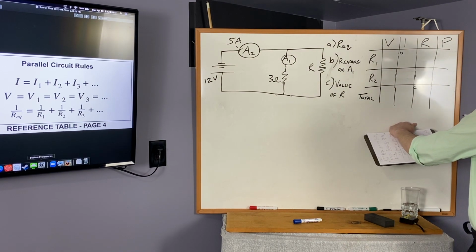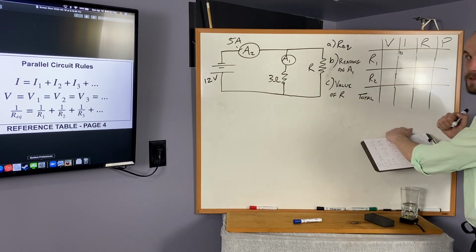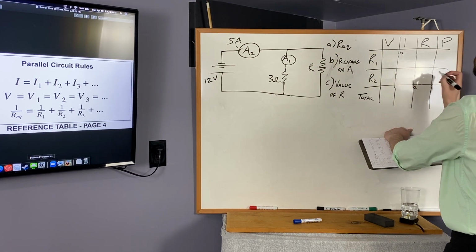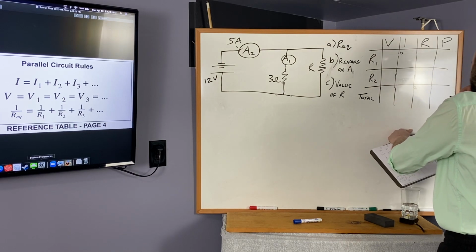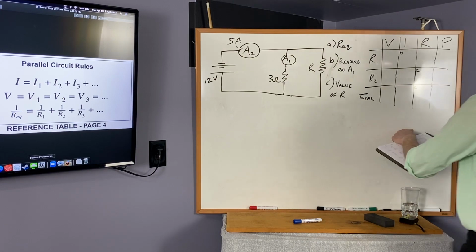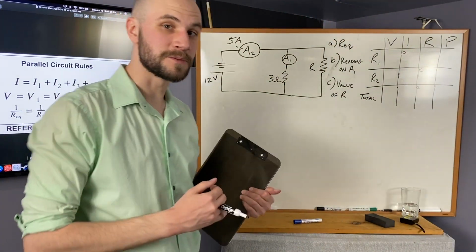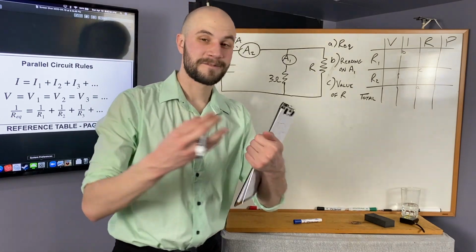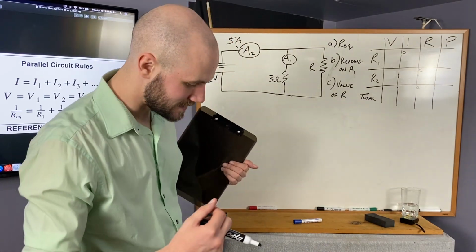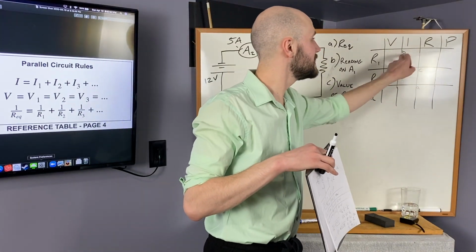And finally, part C is the value of this resistor. It's not given, it's a mystery resistor. So we want to find this cell here. Okay, as soon as we fill in those cells, we're done with this problem. For the sake of educational purposes, I'm going to fill out the entire VERP table, but you're done once you fill in these 3 cells.